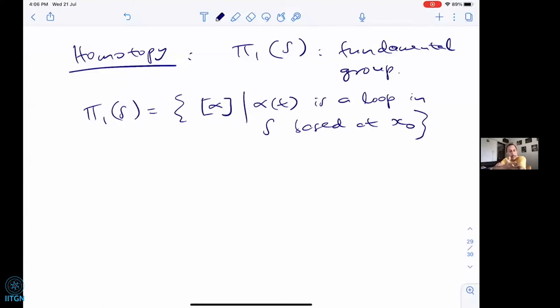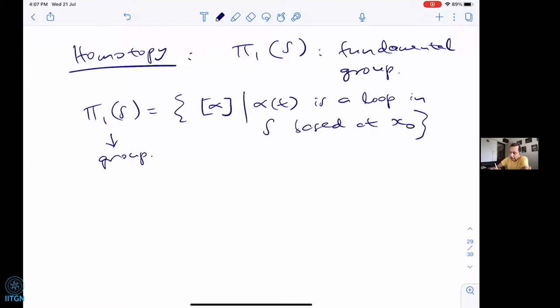So I pick any loop and then I make the class of all homotopically equivalent loops. And then I put one by one every class into this collection. I call it pi one of S. And on this, I have defined multiplication, I have identity, associativity, inverse. So all the properties of a group. And so this is a group. And it goes by the name of fundamental group. Also first homotopy group. Very good.